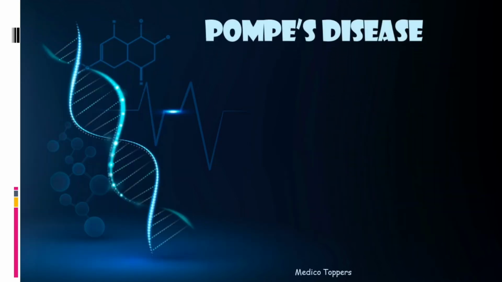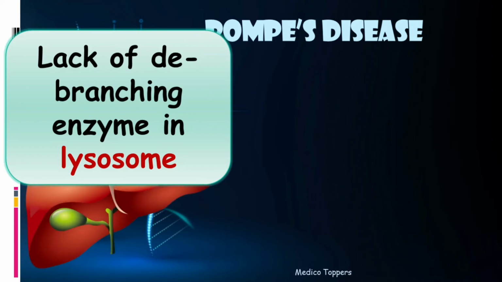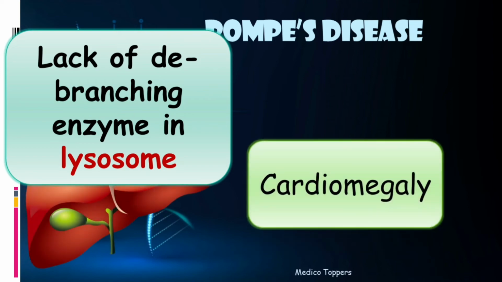Then comes Pompe's disease. It is a little bit different disease, but let's see how it is different. Here also there will be a lack of debranching enzyme, as we had seen in Cori's disease, but it is very much specific to the lysosome. Apart from the normal production of debranching enzyme in our body, lysosome also produces some debranching enzyme. So because of this only, Pompe's disease occurs, and it will lead to cardiomegaly.